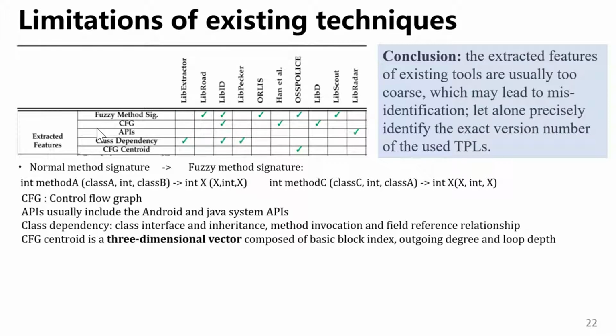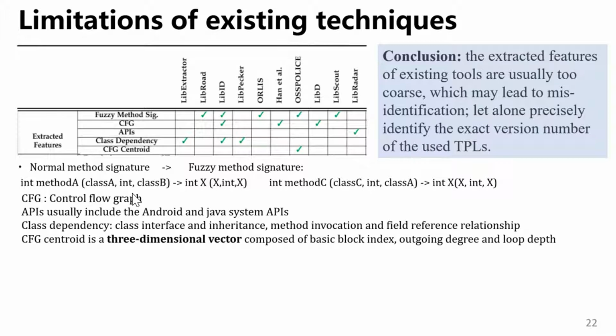Here we also conclude the existing features of current tools. Here we can see fuzzy method signature, which means using a placeholder X to replace the developer-defined types and variables. Here we can see an example. Two different methods may generate the same signature by using fuzzy method signature.